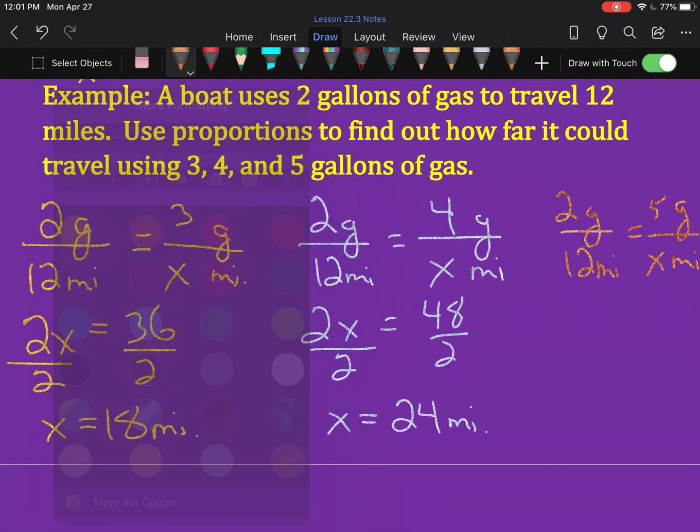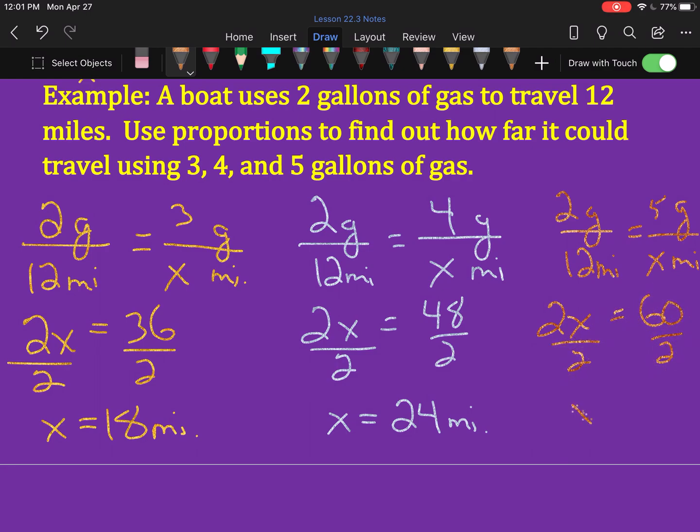And on 5 gallons, cross multiply. 2x, 12 times 5 is 60. Divide both sides by 2. On 5 gallons of gas, we can go 30 miles.